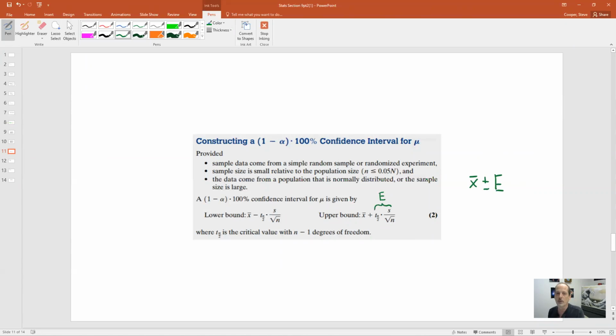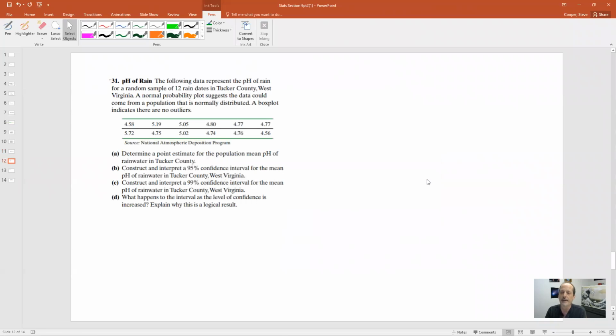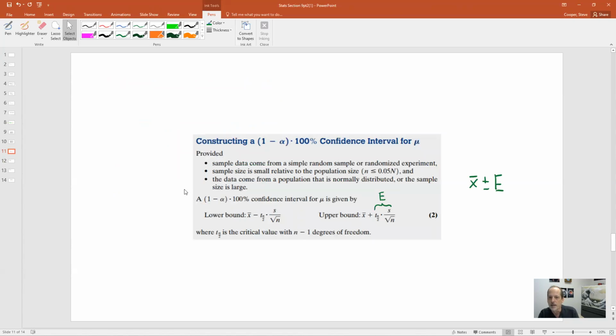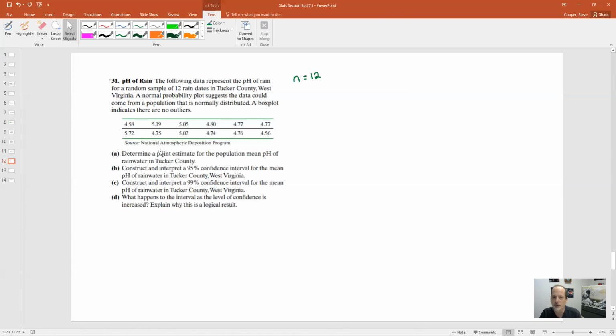All right, so let's put this to work. We're going to look at the pH of rain. So the data shown there represents pH of rain for a random sample of 12 rain dates. So let's just document some of our important values. N equals 12. In Tucker County, West Virginia, a normal probability plot suggests the data could come from a population normally distributed. Well, remember that was a requirement, that third bullet item there. There's certainly not 30 or more, so our data is not large enough. And there's no outliers, so it's not going to destroy the sample mean.